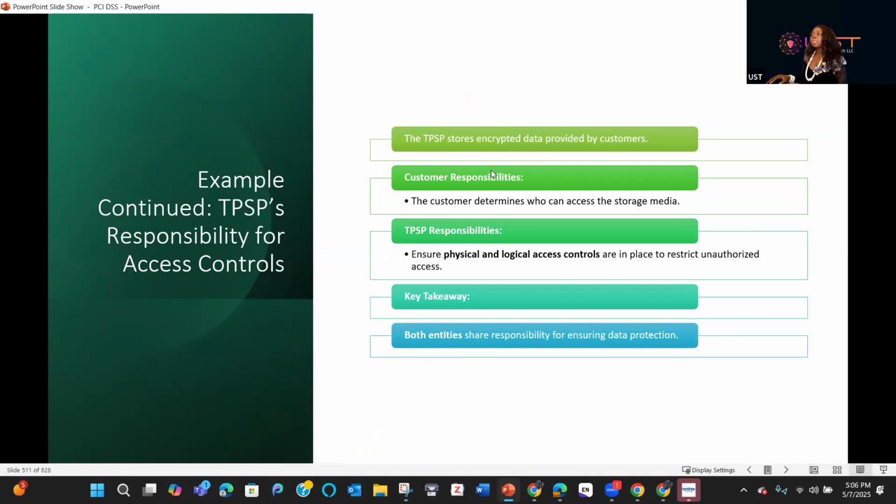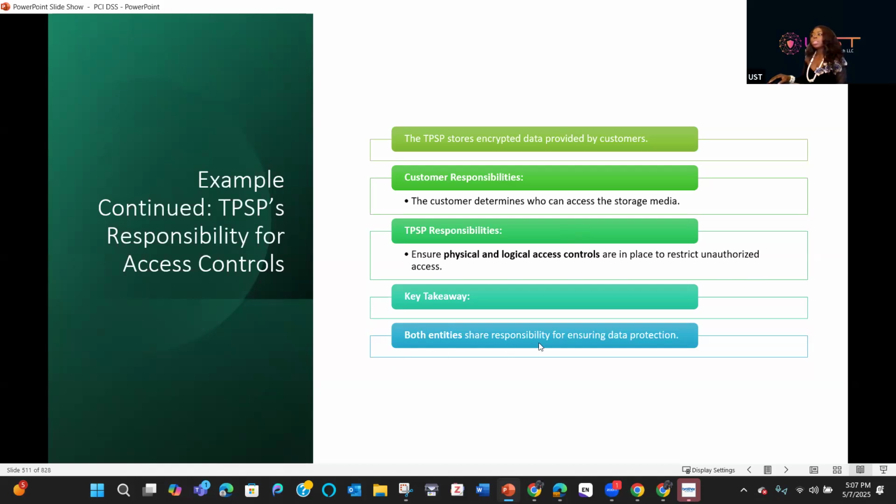For example, say the third party stores encrypted data provided by the customer. The customer will also need to determine who can access the stored data, right? And that's why I said, if you've not done so, make sure you understand the differences between infrastructure as a service, platform as a service, as well as software as a service. But for the third-party responsibility, they will also ensure physical and logical access controls are in place to restrict unauthorized access, as we mentioned.